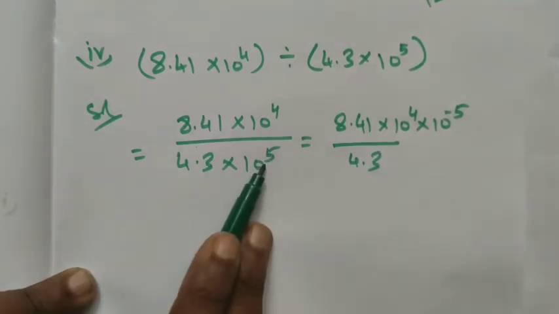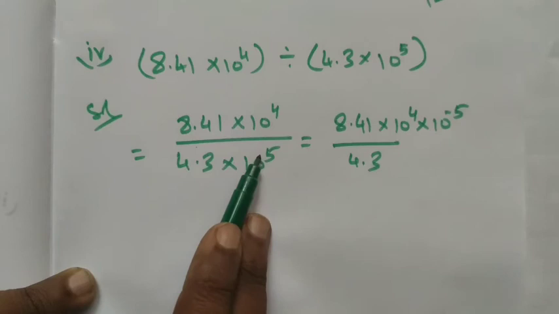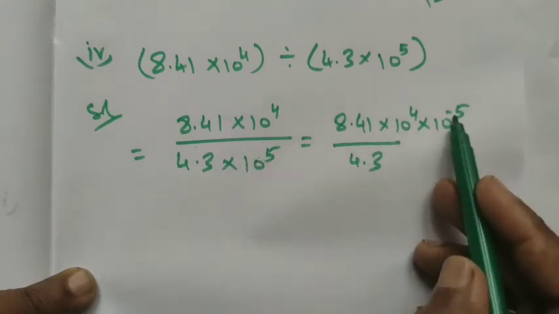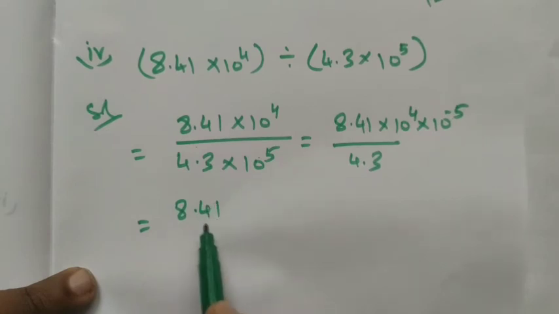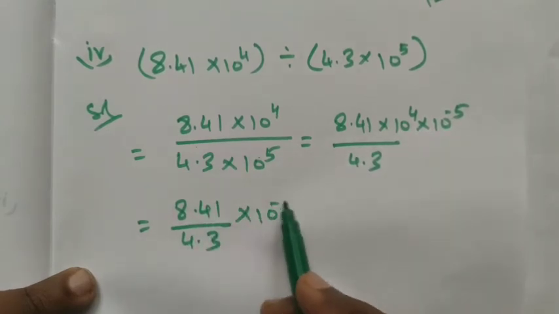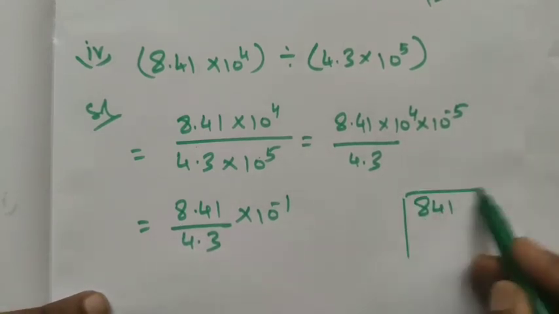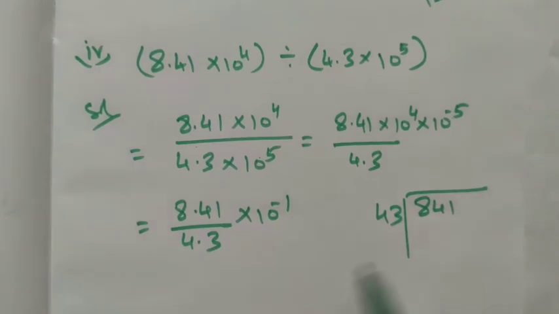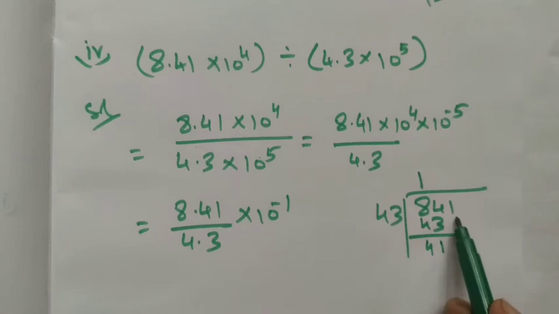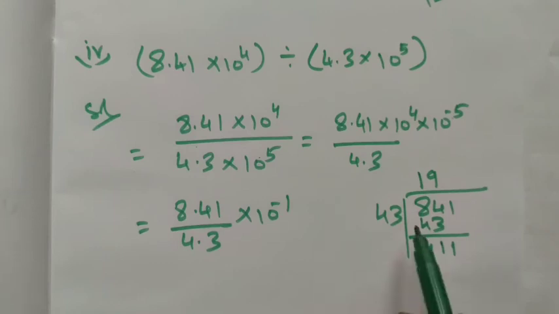The denominator 10 to the power of 5, I take it to the numerator. We have here a plus symbol. If I take it to the numerator, we get a negative symbol. Now 8.41 divided by 4.3 into 10 to the power of minus 1. So divide this number, 8.41 divided by 4.3, just forget about the decimal places. We get 1 times 43, and then the remainder is 41, and then this number, and then 411, it is almost 9 times possible. So here also we have one decimal place, here also we have one decimal place. I put the decimal here, right?